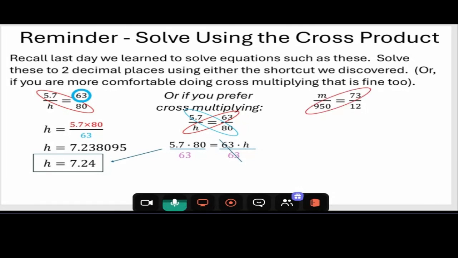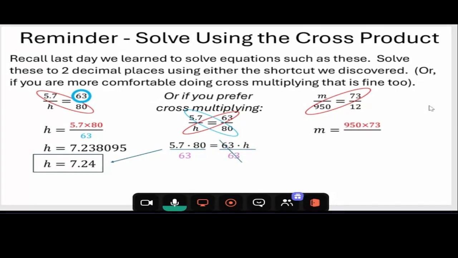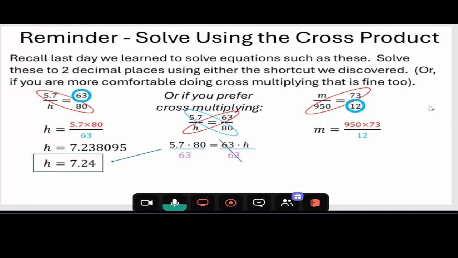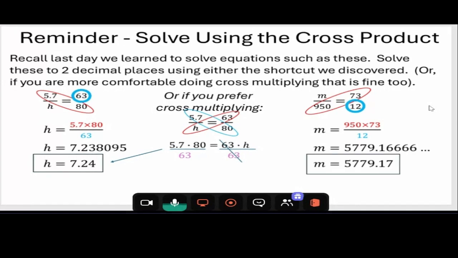All right, let's look at this other one. I recognize that it fits this special pattern. I identify the cross product that doesn't have any variables in it, and I know that m will be equal to those two multiplied together divided by the other one, which is a 12. So that's 5,779 point a bunch of stuff. They want 2 decimal places, so I round to 2 decimal places like so.